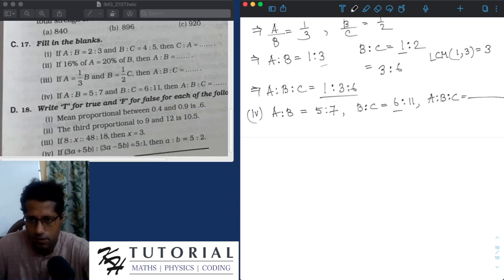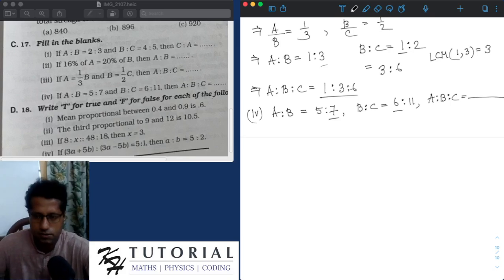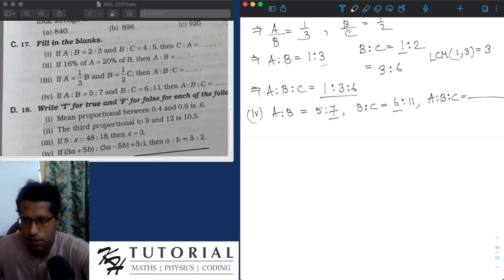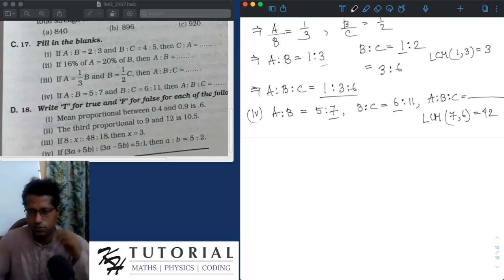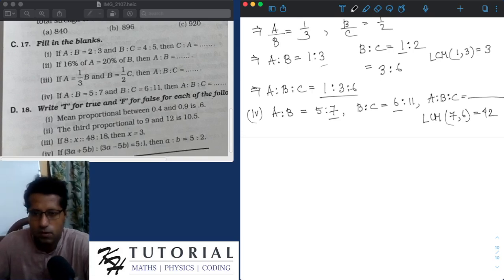We see that the B term in the first ratio and the B term in the second ratio are different, 7 and 6. So we have to convert the two ratios such that both the B terms are equal, and they should be equal to the LCM of 7 and 6, which is 42. To make the equivalent ratios, so that in the first ratio the second term becomes 42, we have to multiply both the terms with 6.